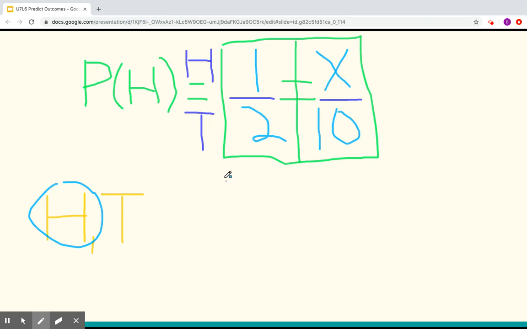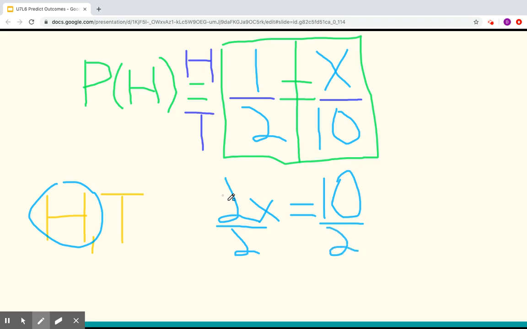So 2 times X is 2X. Bring down that equal sign. 1 times 10 is 10. Now we have a 1-step equation. This is 2 times X, and I need to get rid of that 2. The opposite of multiplying by 2 is to divide by 2, so I need to do that to both sides of my equation. 2 divided by 2 is just 1, so that cancels out. Bring down our X, bring down the equal sign, and 10 divided by 2 is 5.